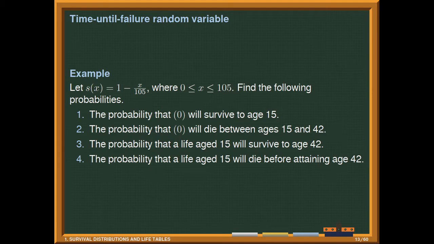We want to find the following probabilities. Number 1, the probability that a newborn will survive to age 15. Number 2, the probability that a newborn will die between ages 15 and 42. Number 3, the probability that a life aged 15 will survive to age 42. And number 4, the probability that a life aged 15 will die before attaining age 42.